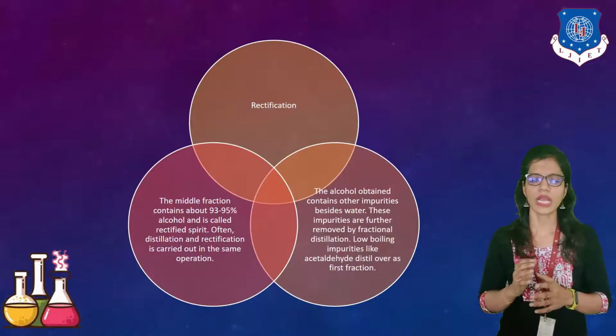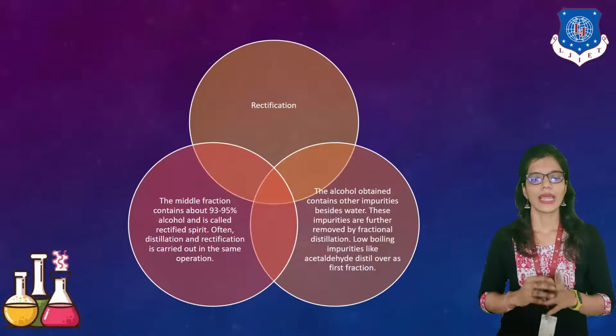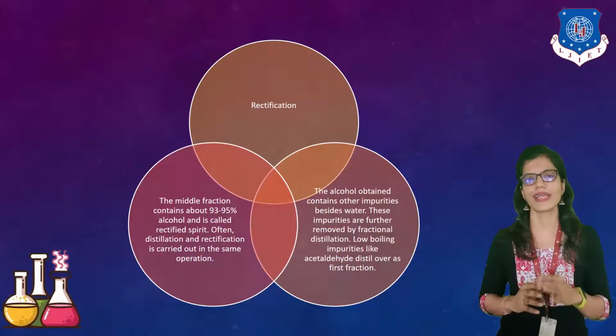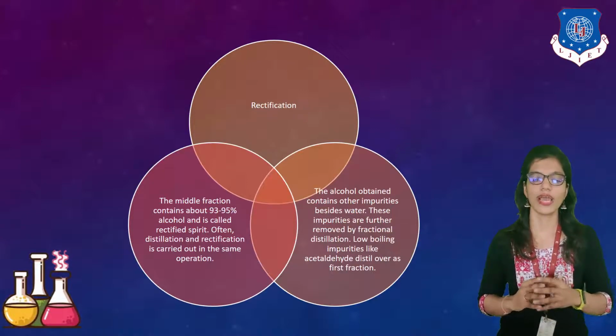Last but not the least is rectification. In rectification, what will we do? The alcohol obtained in such a manner contains other impurities besides water. These impurities are further removed by fractional distillation. Low boiling impurities like acetaldehyde distill over as the first distillate or first fraction. The middle fraction contains about 93 to 95% of alcohol and is called rectified spirit.